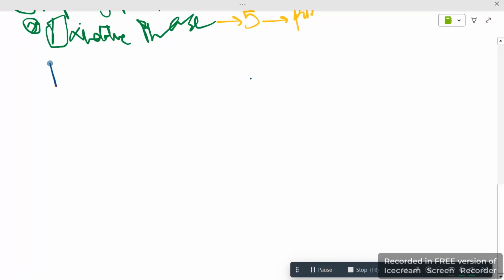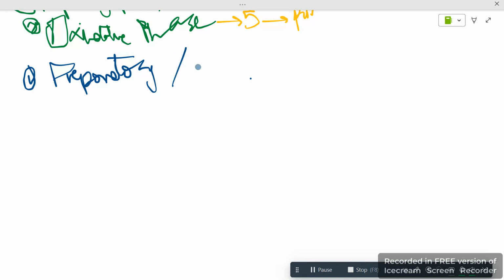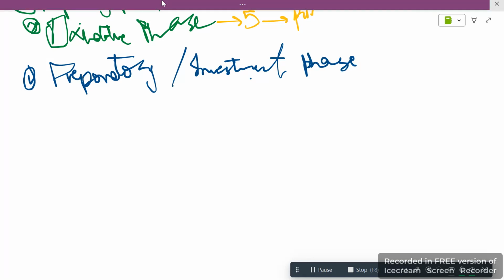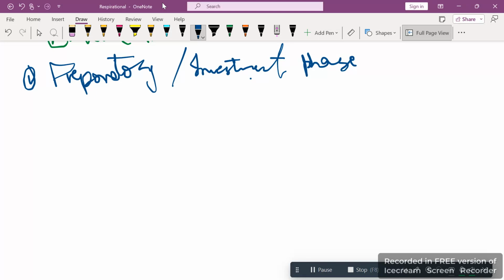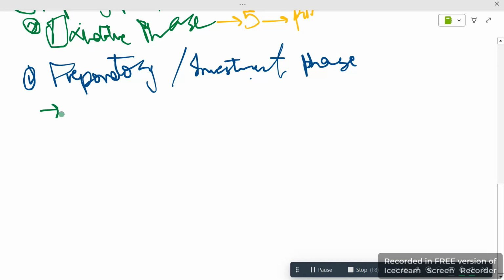So let's start with the preparatory phase first. This is also known as the investment phase because in this you will invest a lot of things and the benefit you will get, or the product you will get, would be in the oxidative phase. So let's start. What does this phase mean? In this you will see ATP would be consumed. When we talk about investment, this means you have invested something, and here you invest ATP.